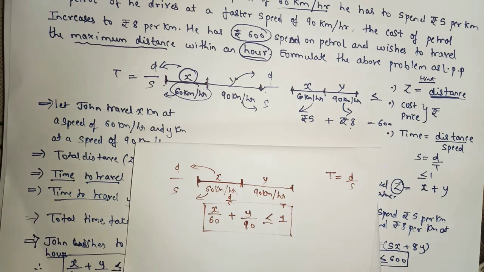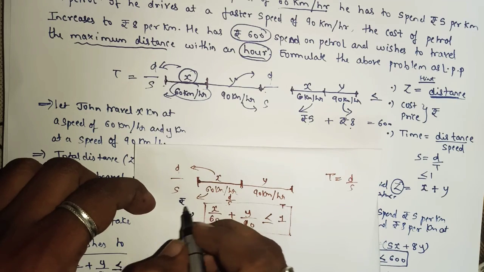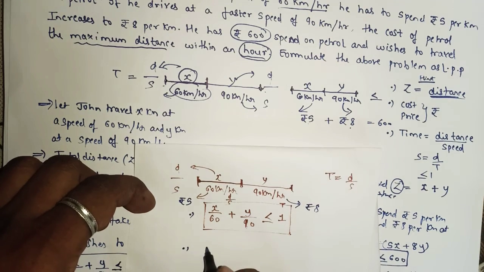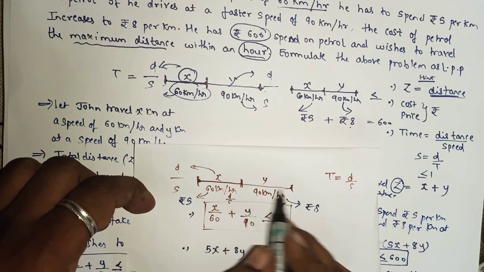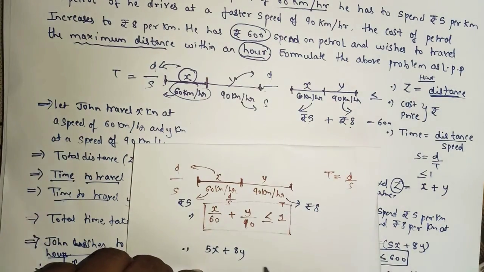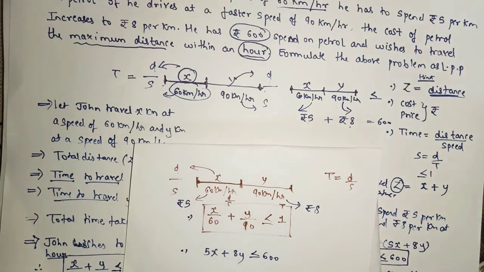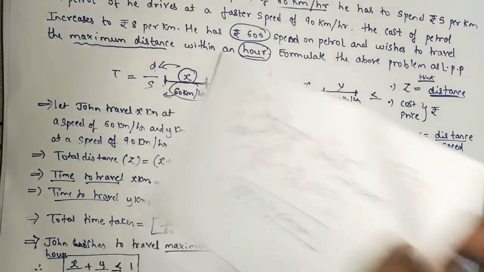Then after that, he spent rupees 5 on 60 kilometer per hour and rupees 8 on 90 kilometers. So for 60 we took x, and for 90 kilometer per hour, the distance traveled is y kilometer, and he has to spend 600 rupees. Only 600 rupees, not more than that. That means he has to spend 600 or less than 600. So from here we got the second linear inequation. So we got the two linear inequations, yes or no?